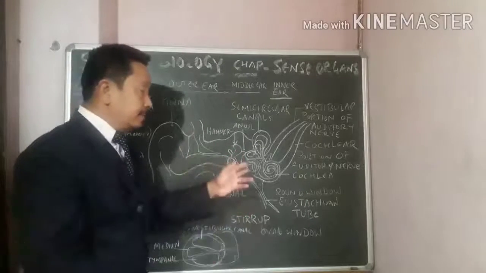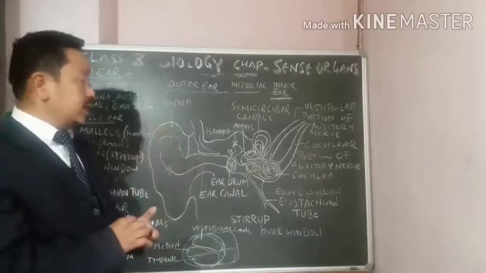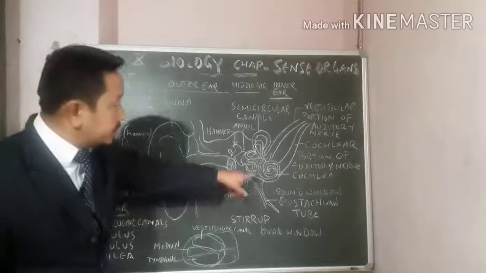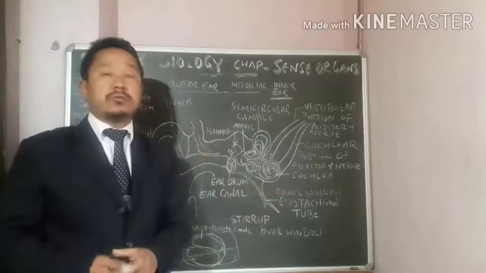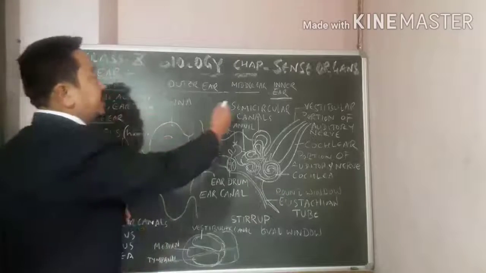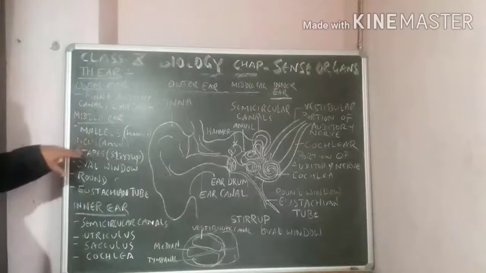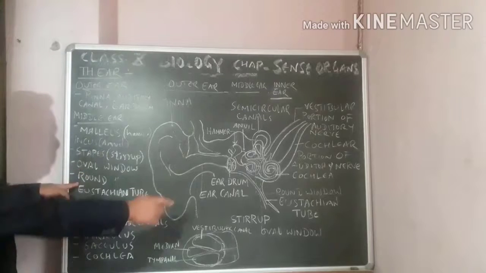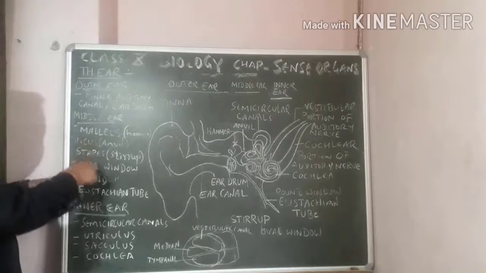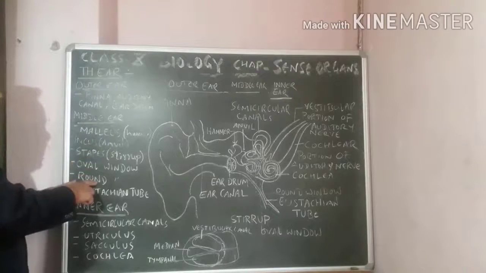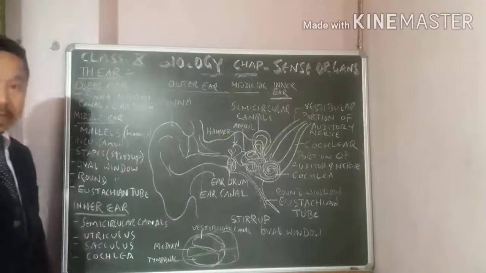What's the point? Just nearby there is another opening, another window, called the round window. So this round window also connects your middle ear with the inner ear. That means in the middle ear you have the malleus, incus, stapes, the oval window, and the round window. So besides these three bones, the oval window and round window have the function of connecting the middle ear with the inner ear as well.